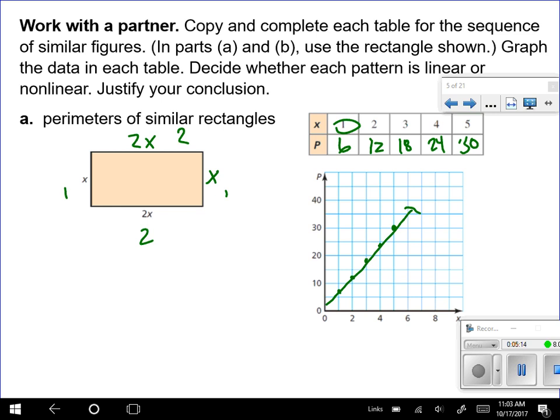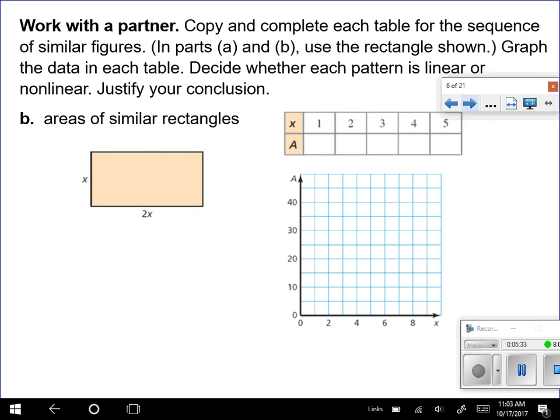Now notice, here, if we look at this, every time our x goes up by 1, what happens to our perimeter? Okay, it increases by 6. That is a constant rate of change. That's what we were talking about earlier, our constant rate of change. So let's look at the area one, though. So this is still on page 64.